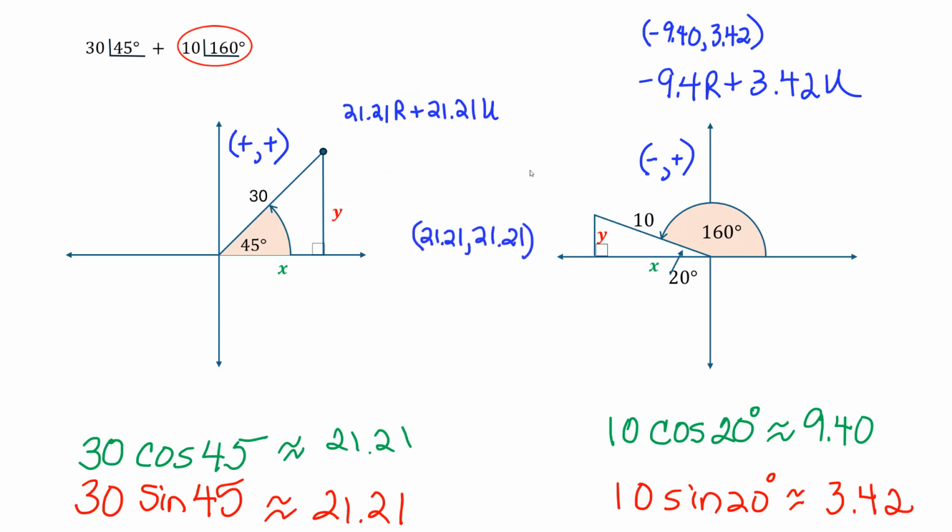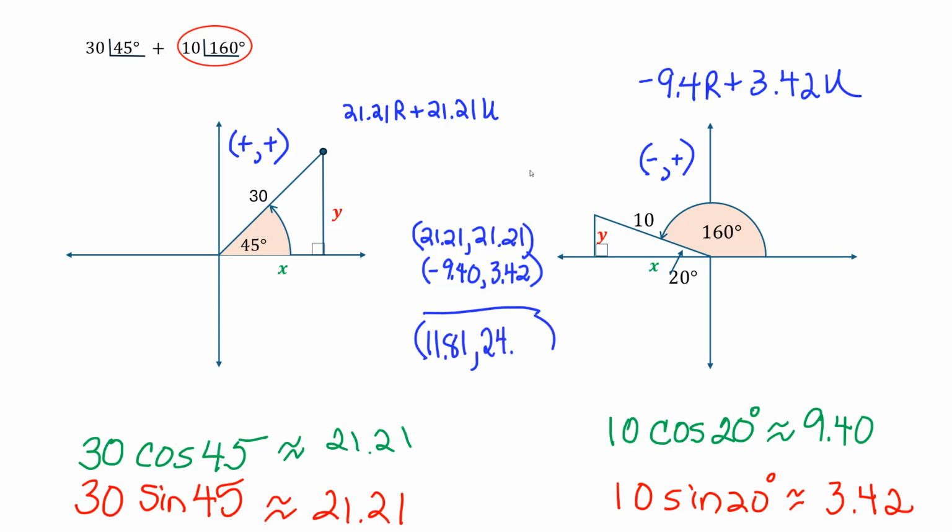We've got 21.21, 21.21, and we're going to add negative 9.40, 3.42. And when we add those together, we end up with 11.81, 24.63.